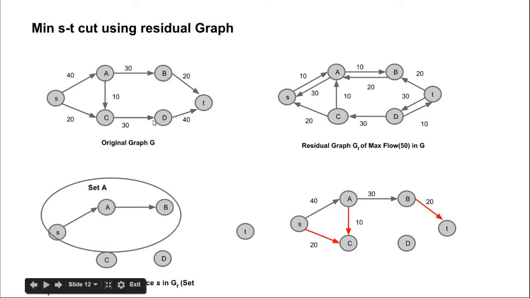C to D, which is there in the original graph, is not included because it's not going from set A to set V minus A. It's in fact going from set V minus A to itself. So these are the only three edges we need to remove. And the capacity of the ST cut is equal to 20 plus 10 plus 20, which is 50, the max flow, according to the max flow min cut theorem.